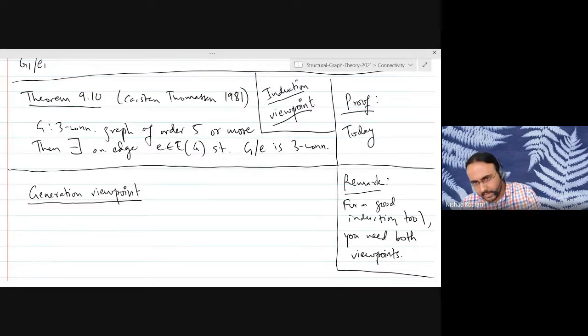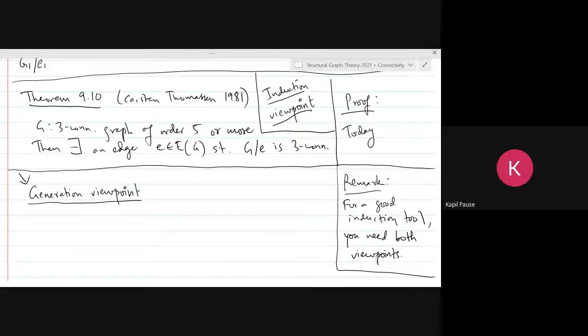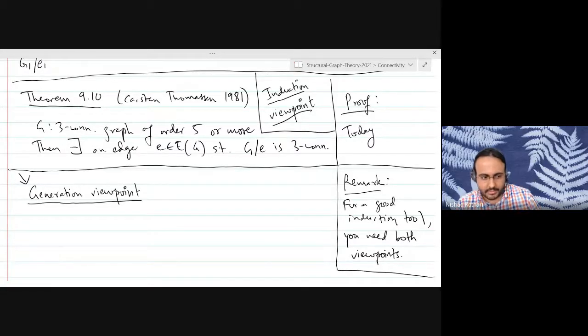Okay? So what we are going to first do is look at a generation viewpoint of Thomassen's theorem, which is actually easier to prove. And in fact, I will give it to you as a do-it-yourself problem. But I want to first tell you what the generation viewpoint is. Okay?